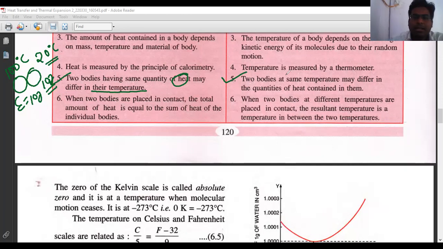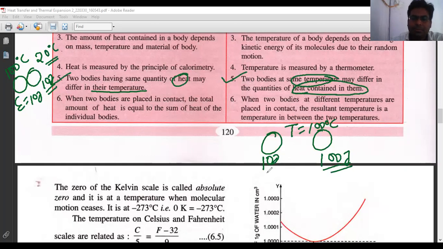And on the other hand, two bodies at the same temperature may differ in the quantity of heat contained in them. In a similar manner, when two bodies maintain the same temperature, like 100 degrees Celsius, the energy can be different. It may be 10 joule or it may be 100 joule, right? So the difference is also possible.